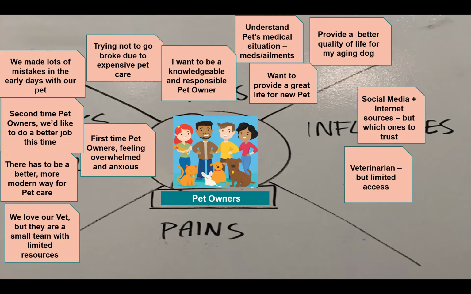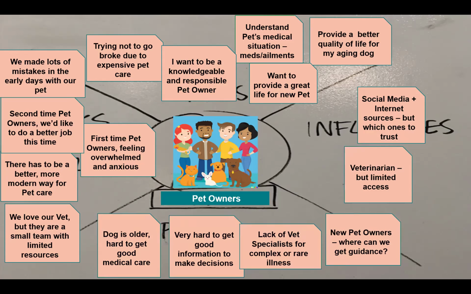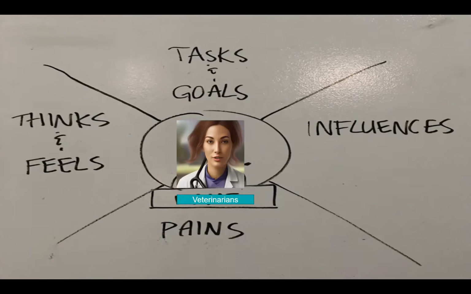And almost everybody felt there should be a better, more modern way for pet care. Somebody said, we love our vet, but they're a small team with limited resources. Everybody seemed to like their vet. So now the pain points: dog is older, hard to get good medical care, very hard to get good information to make decisions, lack of vet specialists for complex or rare illnesses, and new pet owners, where to get guidance.